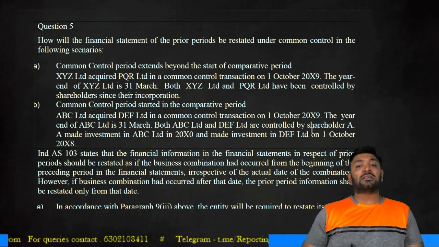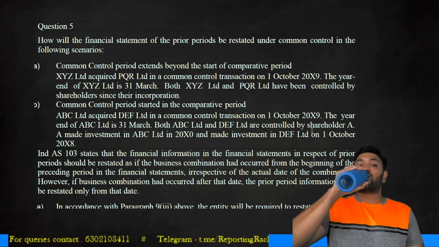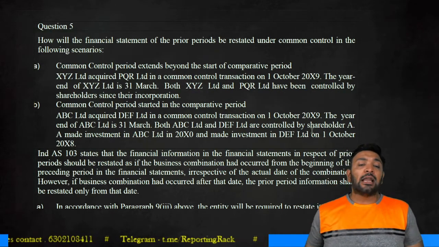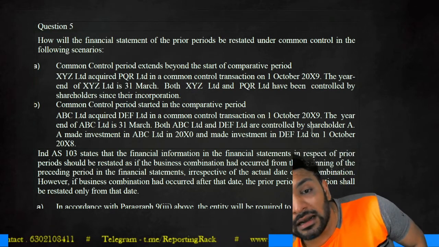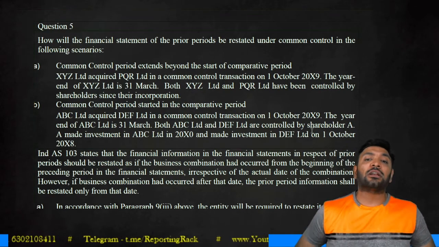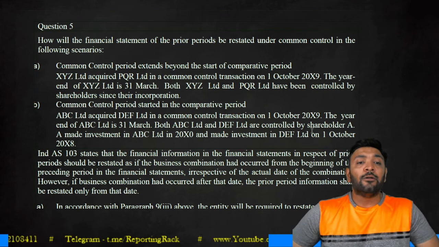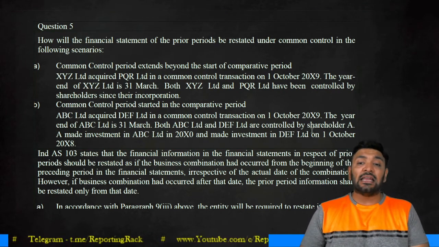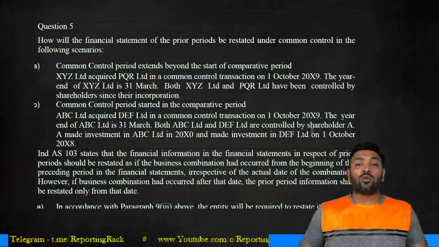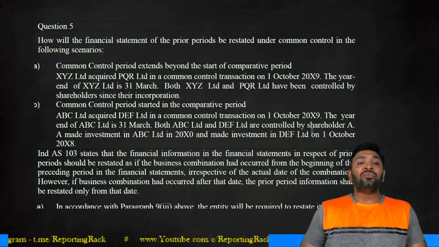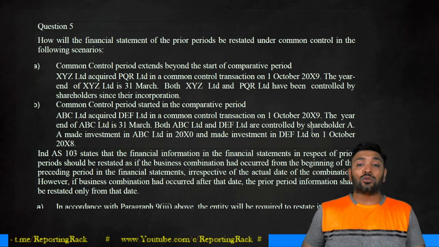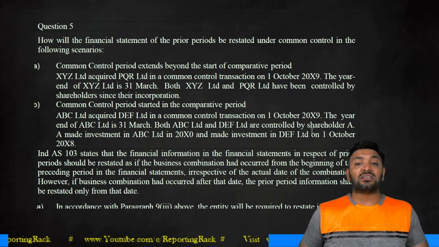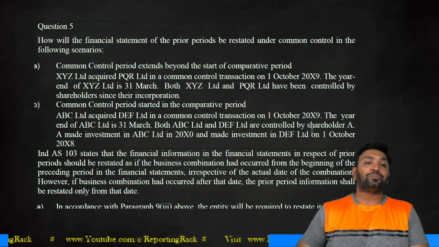Common control period started in comparative period. ABC Limited acquired DEF Limited in a common control transaction on 1st October. The year end of ABC is 31st March. Both ABC and DEF are controlled by shareholder A. A made investment in ABC in 2010 and made investment on 1st October 2018 in DEF Limited.